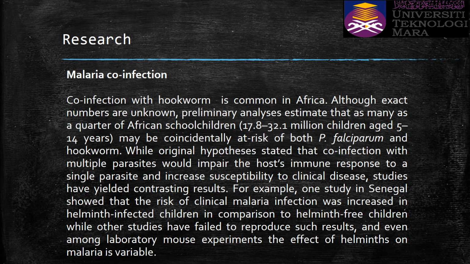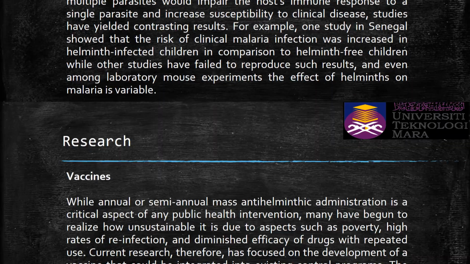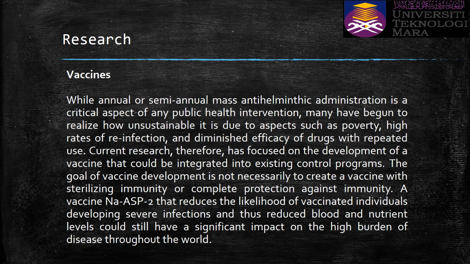For example, helminth infections cause a potent and highly polarized immune response. However, the effect of such responses on the human immune response is unknown. Additionally, both malaria and helminth infection can cause anemia, but the effect of co-infection and possible enhancement of anemia is poorly understood.